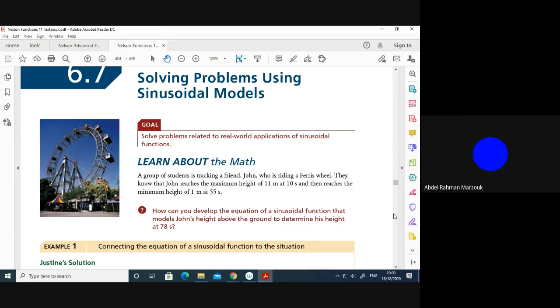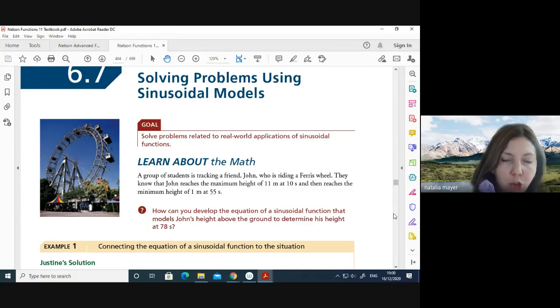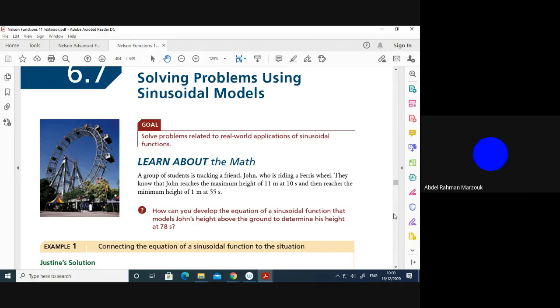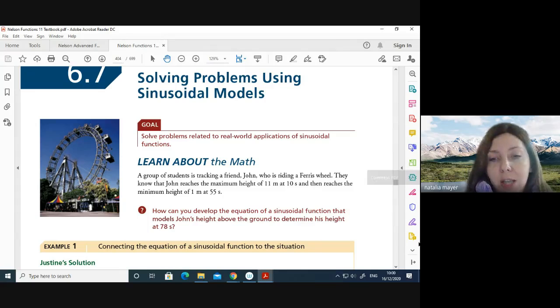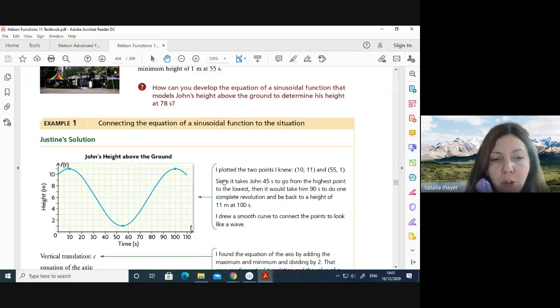10, 11, and 55. Are you sure that you are placing the variables in the right order? You said 10, 11, right? Okay, thank you. You said 10, 11, it's correct. So 10, 11, and? 55, 1. Okay, so if you plot those points, 10, 11 here, and 55, 1, this is what you're going to get.